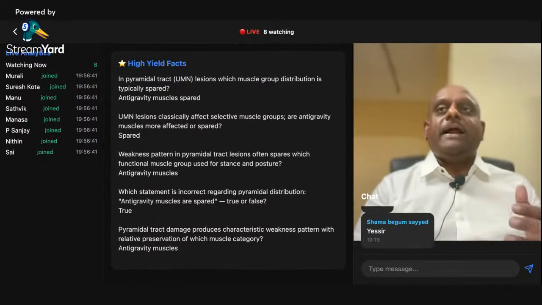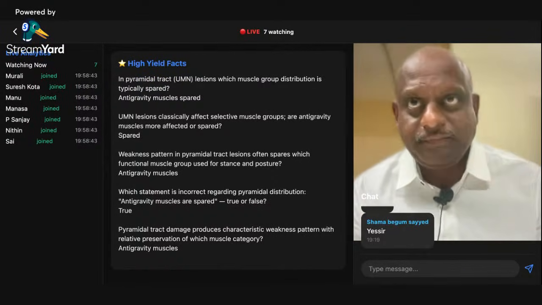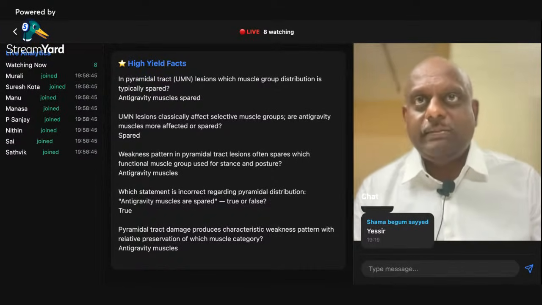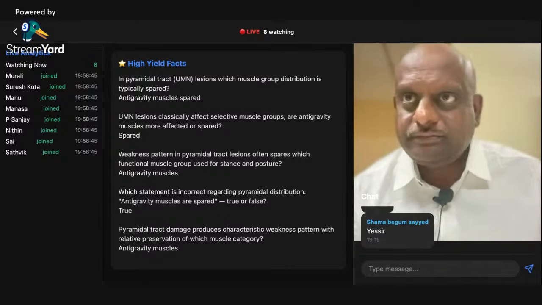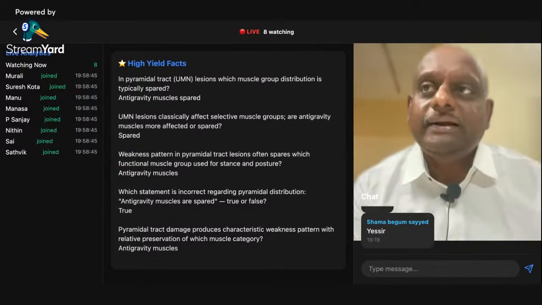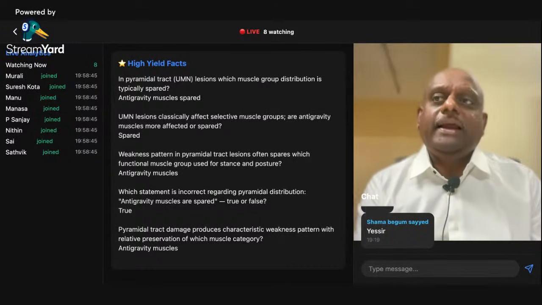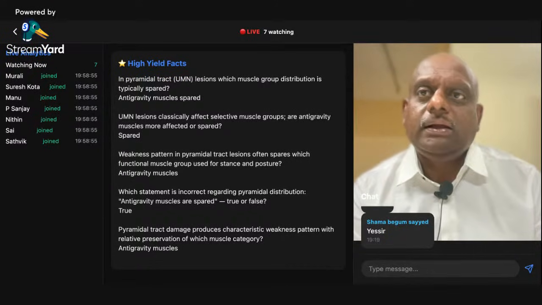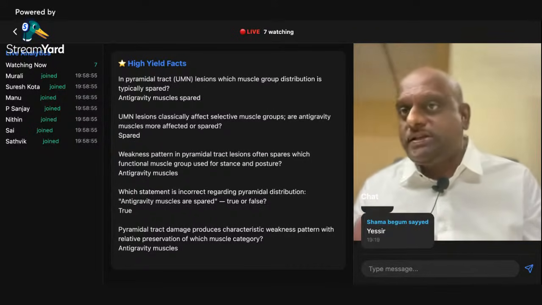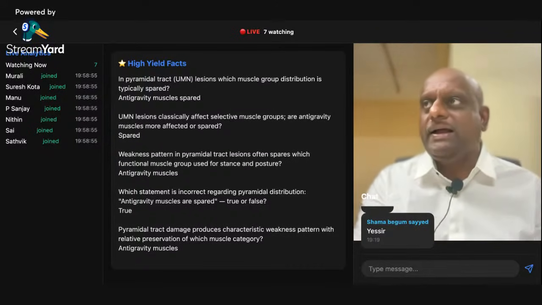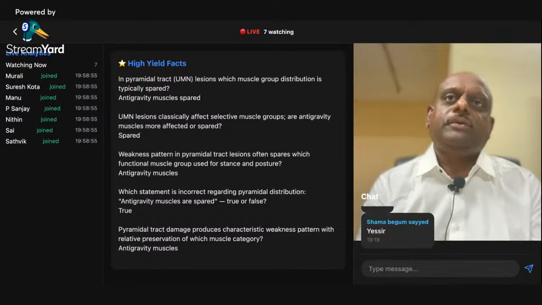So, in pyramidal tract lesions, UMN lesions, anti-gravity muscles are spared. And typically, decorticate versus decerebrate rigidity is the favorite area of the examiner.